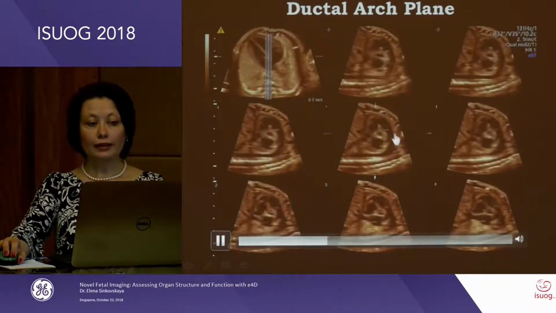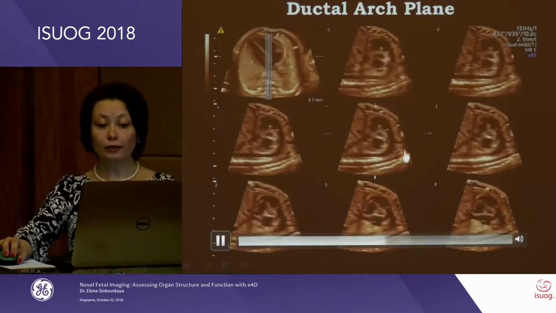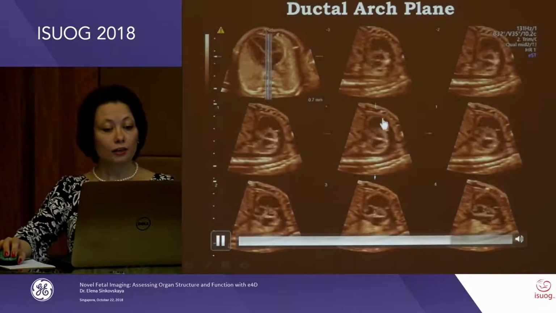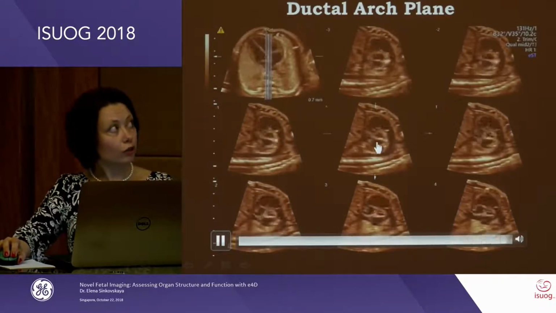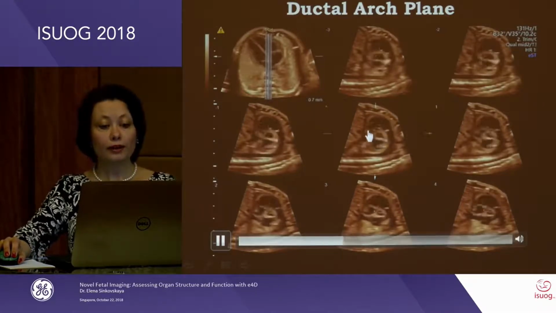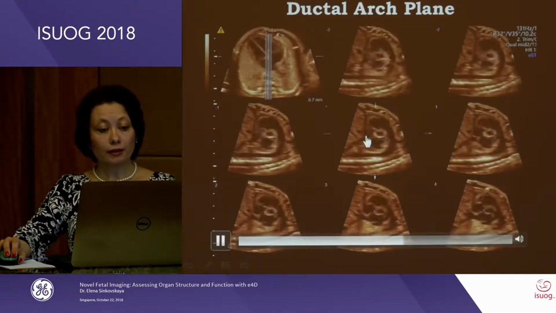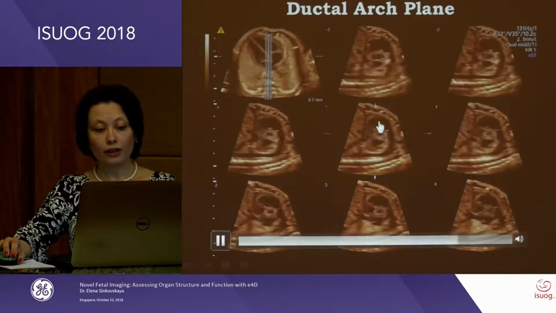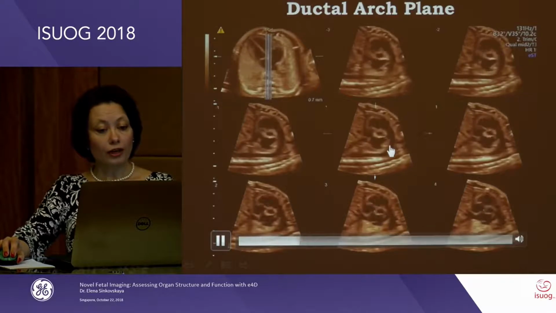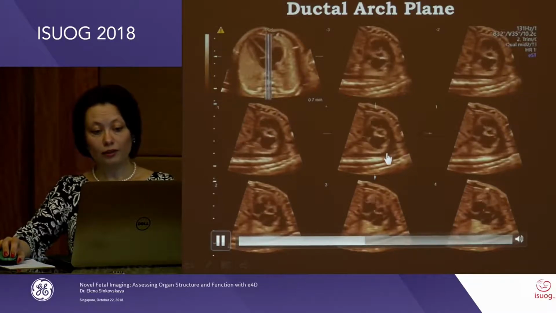We also can get the ductal arch plane that shows us the cross-section of the heart at the level of the aortic valve, at the level of the base of the heart. Here we can recognize the right atrium, the tricuspid valve, the right ventricle outflow, the pulmonary valve, the pulmonary artery, and then the continuation of the pulmonary artery through the ductus to the descending aorta.